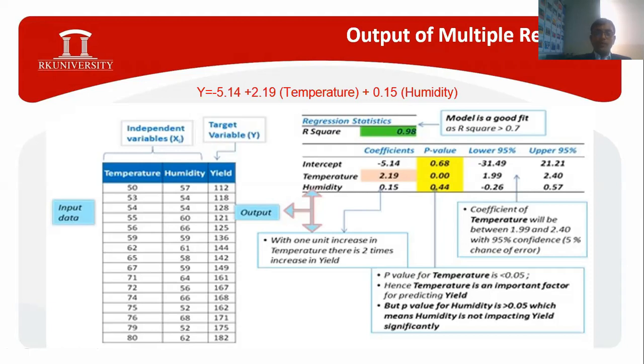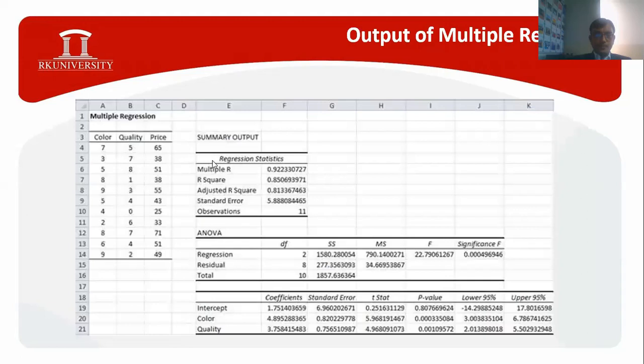Let's look at one more analysis so that you can get more clarity. This is another output of regression analysis. Here price is the dependent variable, and there are two independent variables which we have taken into consideration. One is color and the second is quality. We want to see whether the model which we have developed can predict the value of price based on the input values of quality and color of the product. Here, if we look at the multiple R square, it is 0.92.